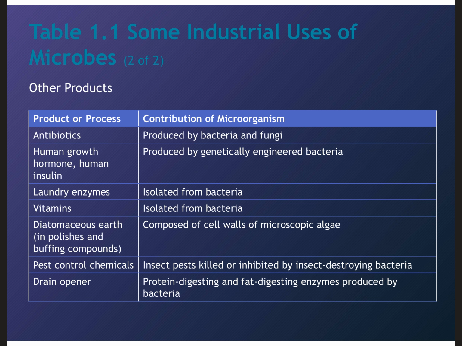Other products: antibiotics. So we use bacteria to make antibiotics. Same thing with fungi. Human growth hormone as well as human insulin. So all human insulin for human use is now produced in bacteria instead of being produced in either cows or pigs. And when they first switched over to that, a lot of people were not very happy about it. They were like, oh no, it's not the same, blah, blah, blah. And now they're like, oh yeah, it was fine. I remember watching a news article. It happened in the early 2000s.